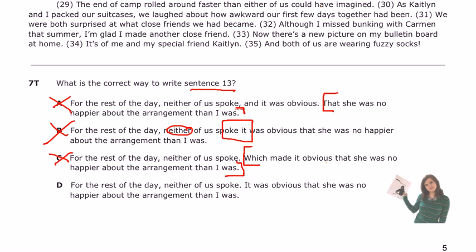And now I'm down to D, so I hope this looks like a sentence and it meets all the requirements. For the rest of the day, neither of us spoke, period. It was obvious that she was no happier about the arrangement than I was. So this one right here, D, fulfills all the requirements and corrects all the problems that we saw in A, B, and C. So I'm 100% confident that D is correct.